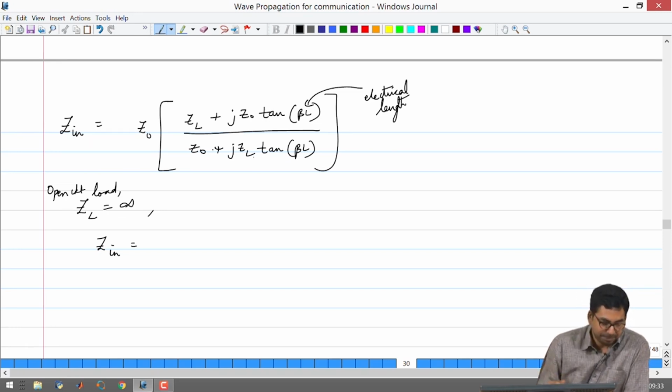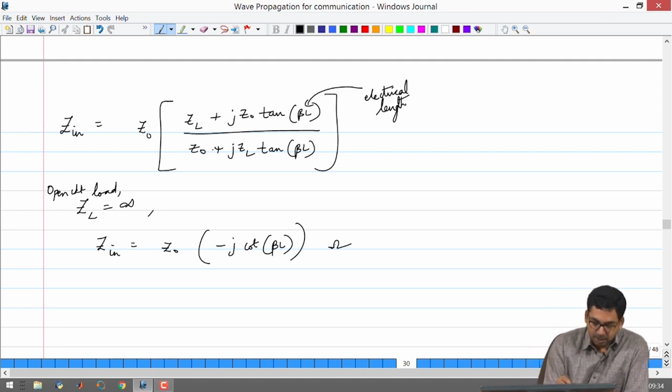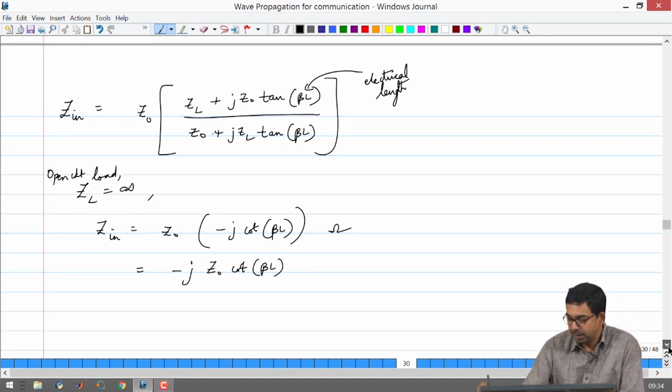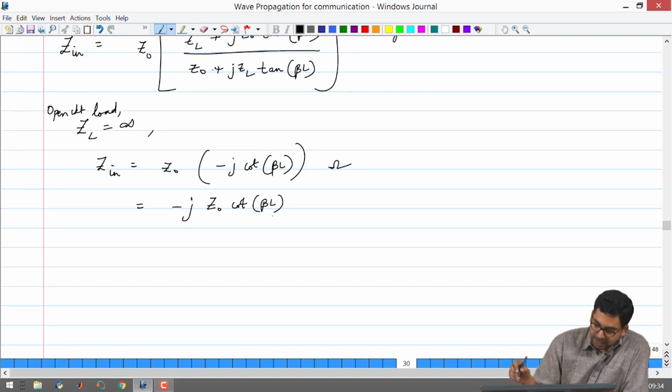If you do that, you will have Z naught minus j cotangent... also one can say that it is minus j Z naught cotangent of beta L, which is once again a very complicated expression. This means that as you change the electrical length of your transmission line, the input impedance for the transmission line with the same characteristic impedance is going to be dramatically different.